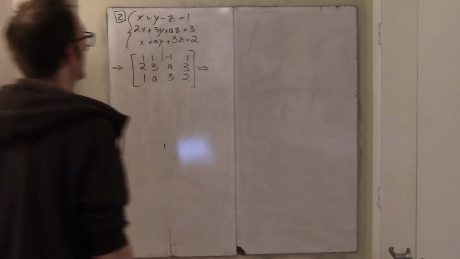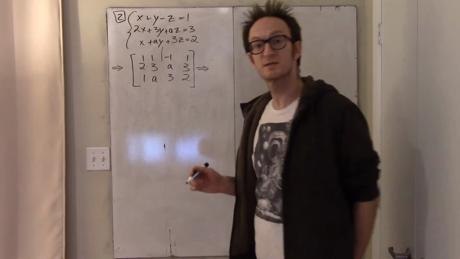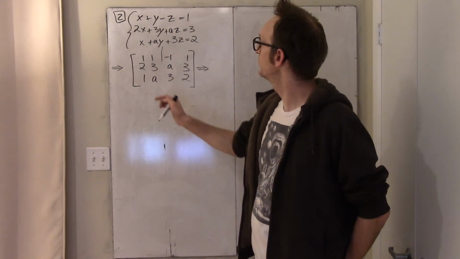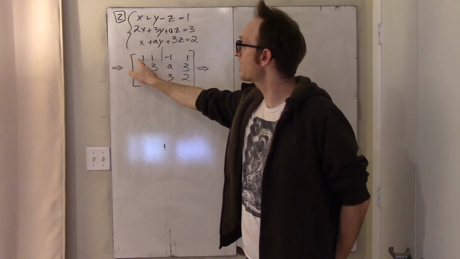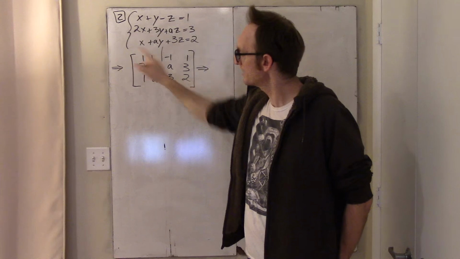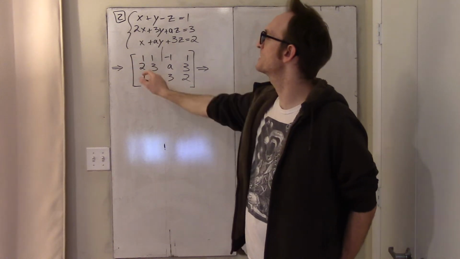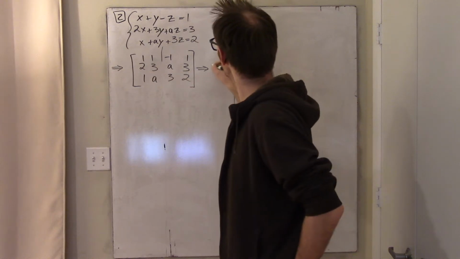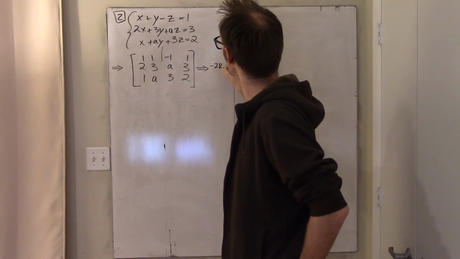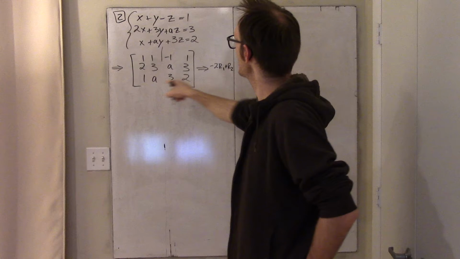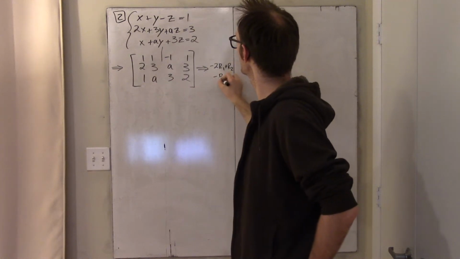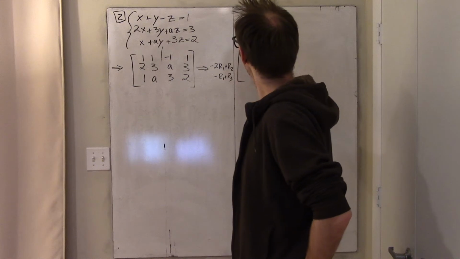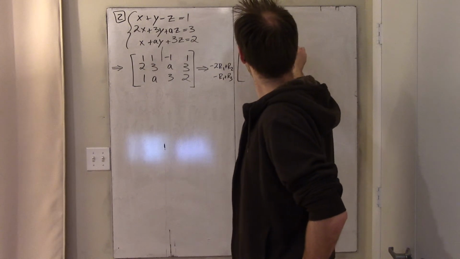So, we begin doing the same old thing that you always do. You start with a 1 up in the top left corner, which is conveniently already there, and you use it to strategically get rid of the stuff beneath it. So I will replace row 2 with negative 2 row 1 plus row 2, and I will replace row 3 with negative row 1 plus row 3. Okay? Well, I get 1, 1, negative 1, 1.